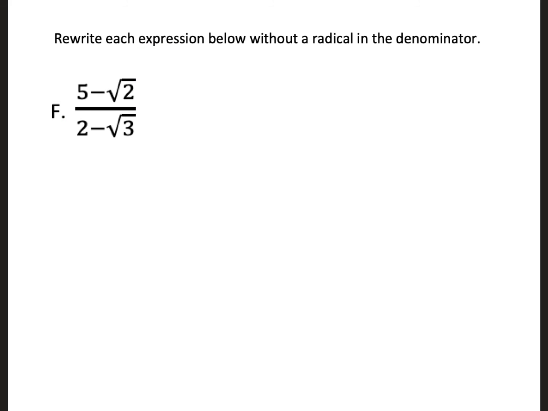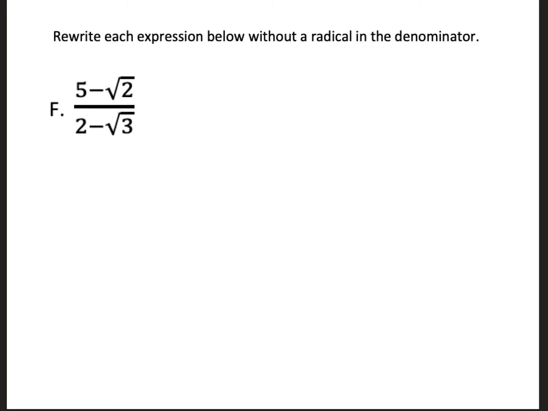All right, my last one. We have 5 minus square root of 2 divided by 2 minus square root of 3. Again, you need to multiply by the conjugate of the bottom. So my bottom is 2 minus root 3, so we're going to multiply the top by 2 plus root 3 and the bottom by 2 plus root 3. Now the bad news here is that both the top and the bottom are binomials, so we are going to have to do the box method twice.